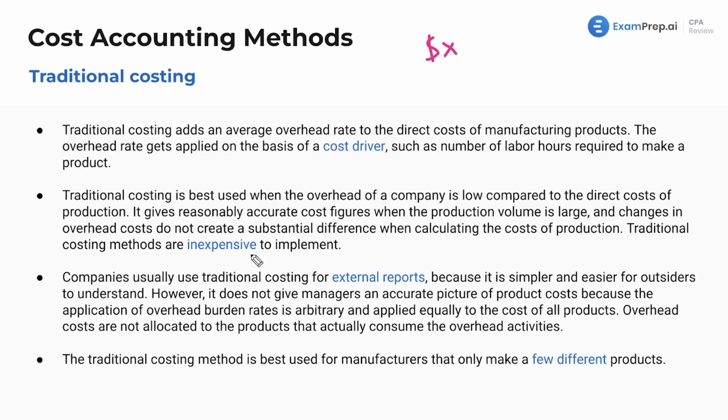We want them inexpensive. That's a big plus for traditional costing. Companies usually use traditional costing for external reports because it's inexpensive, simpler, easier for outsiders to understand. Us outsiders, yeah, we're a little slow. I'm not the brightest bulb, so thank you, companies, for using traditional costing, so I don't have to think too hard. However, it does not give managers an accurate picture of product costs because the application of overhead burden rates is arbitrary and applied equally to the cost of all products.